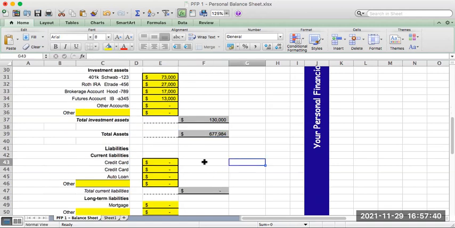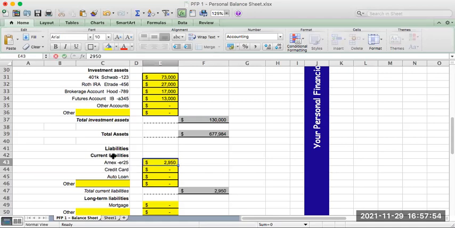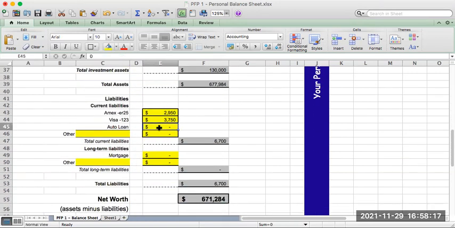Well, let's see. Do you have a credit card? So I'm going to change this. Amex ending in ER25, and that I owe $29.50 on. I have another credit card. Let's call it a Visa that ends in, I don't know, 123, and let's say I owe $37.50 on that one. Now, remember, I said I had 2 cars up here, one worth $25,000, one worth $12,000. Well, let's say that the $25,000 car, I have a loan on that.